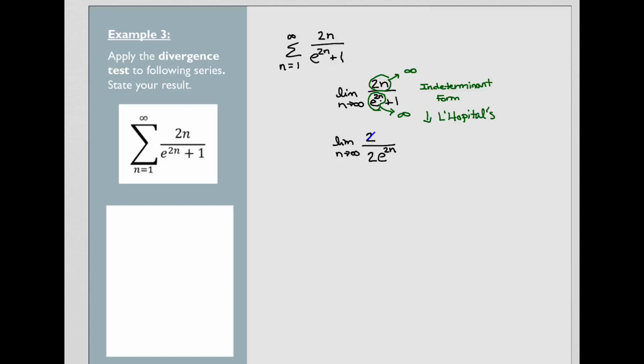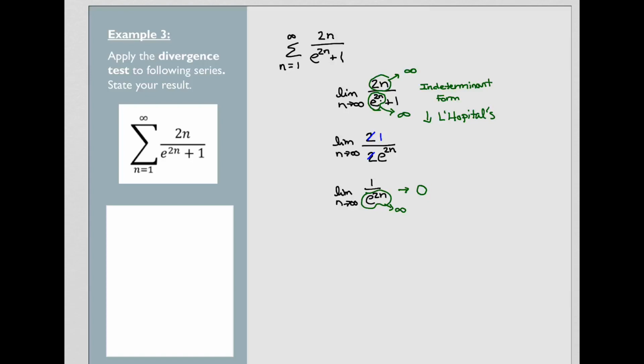Do you see what's going on here? Those 2's cancel, which gives us a 1 left over on top, right? So really, all we're looking at is the limit as n goes to infinity of 1 over e to the 2n. And now what happens? As n goes to infinity, we already know that this goes to infinity on the bottom. 1 divided by anything that grows infinitely large gives us a limit of 0.